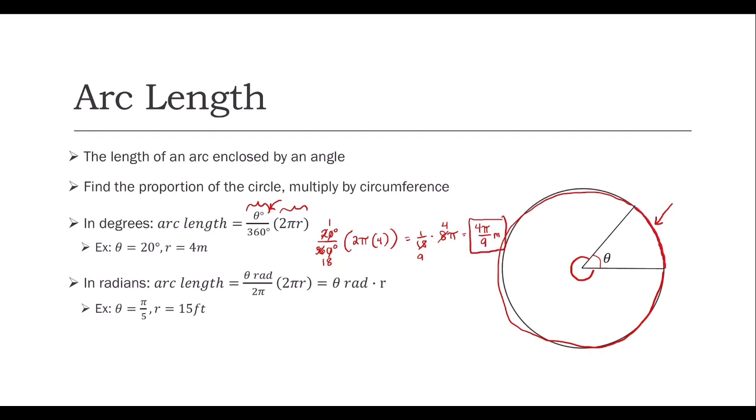So then if we use radians, our arc length is going to be theta in radians over 2 pi times 2 pi r. Our 2 pi cancels, so it's really just theta times r. So if theta was pi over 5 and r was 15, then our arc length would be theta, which is pi over 5, times r, which is 15 feet. 15 and 5 can simplify to 1 and 3, so it would be 3 pi feet. So that's how you find your arc length.